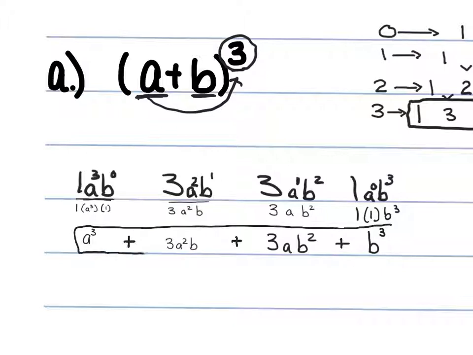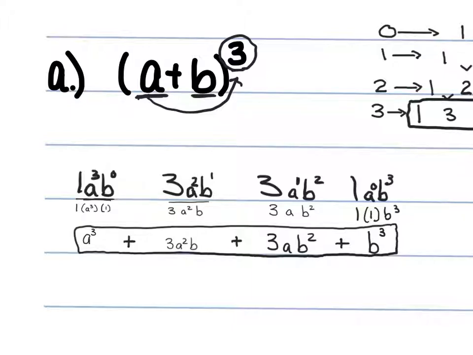a to the third power plus 3a squared b plus 3ab squared plus b to the third power. Now notice none of those can be combined because while some of them have both a's and b's, the a's aren't to the same power and the b's aren't to the same power. They have to be exactly the same power. So this is my final answer.